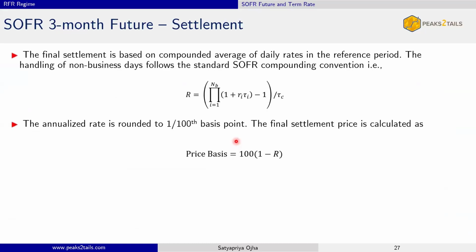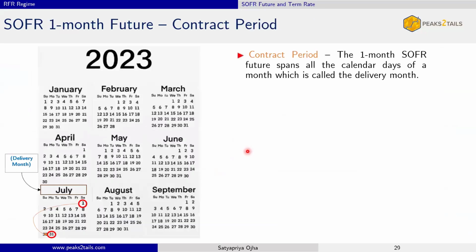Let's talk about the 1-month future. The 1-month future is actually simple. There is no concept of contract month and delivery month. It's just 1 month, so that is called the delivery month. If it's a July future, it means the dates are simply all the calendar days in that July month, from 1st to 31st. These are the start date and end date of the contract period for the 1-month future.